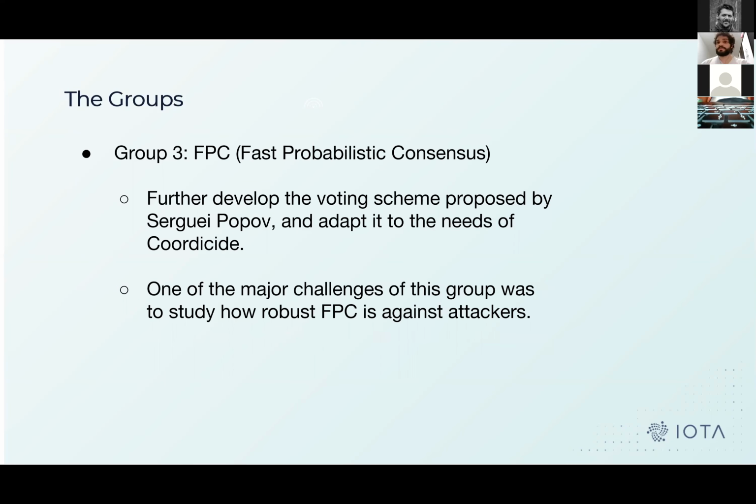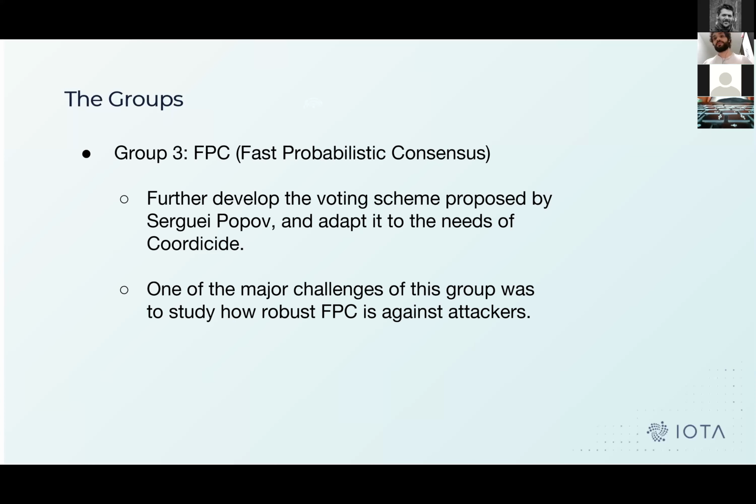The third group is the FPC group, the Fast Probability Consensus. Of course, it was supposed to further develop the voting scheme and adapt it for the needs of Coordicide. And again, one of the major challenges of the group was to study how robust FPC is against attackers. So in some sense, this group was an evolution of the attack analysis group.